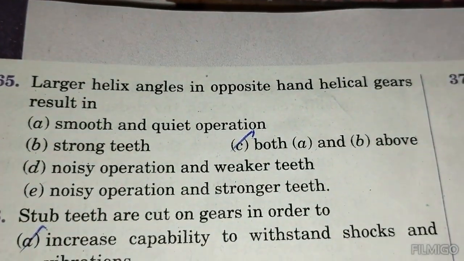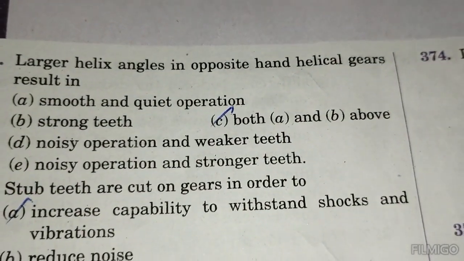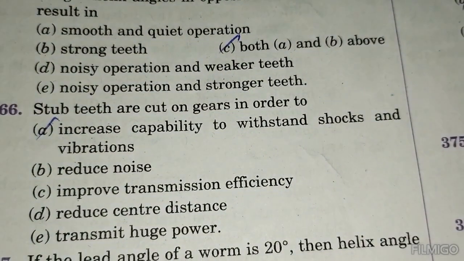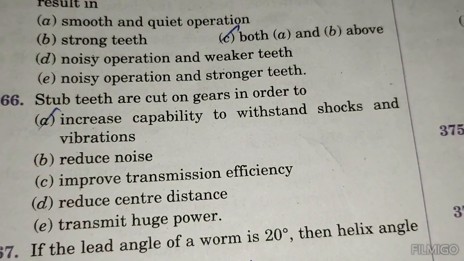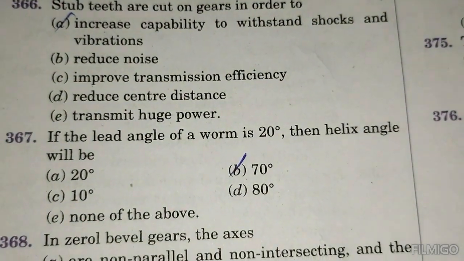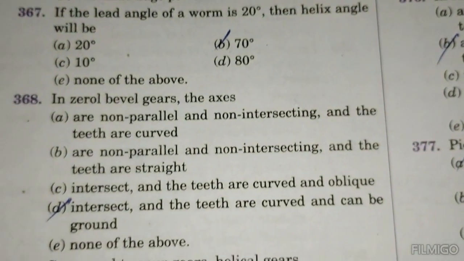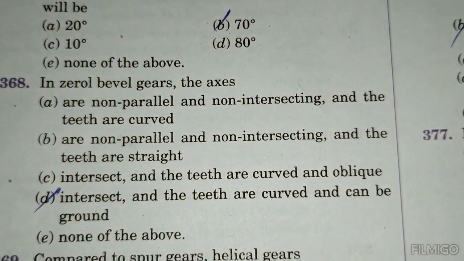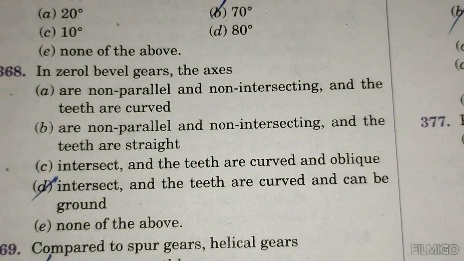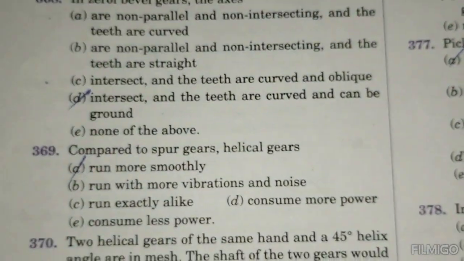A larger helix angle in opposite hand helical gears results in both bearing and behavior. Stub teeth are cut on gears in order to increase the capability to withstand shocks and vibrations. If the lead angle of a worm is 20 degrees, then the helix angle will be 70 degrees. In zerol bevel gears, the axes intersect and the teeth are curved and ground.